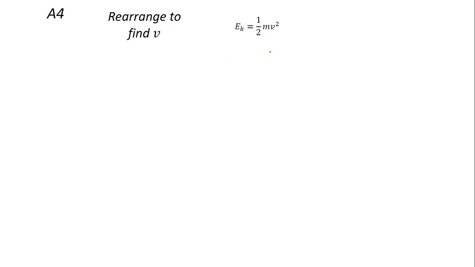Finally, find v. If I've got times a half here, I like to get rid of it by timesing by 2. So I get 2 Ek equals mv squared. I'm now going to divide both sides by m. And look how I set it up. I like to go down the page. I like to line my equals up. And in between each step, I like to say what I'm doing. 2Ek over m. And then I'm going to square root both sides. So I get square root of 2Ek over m equals v.